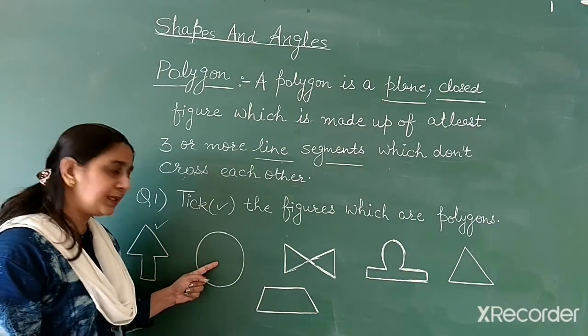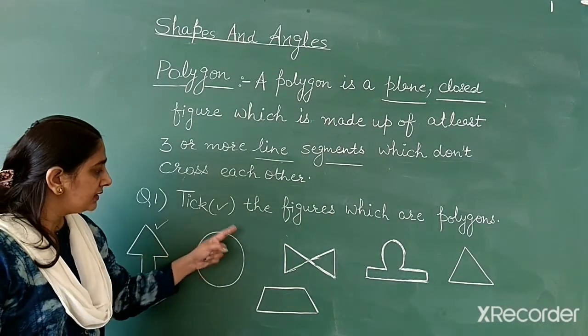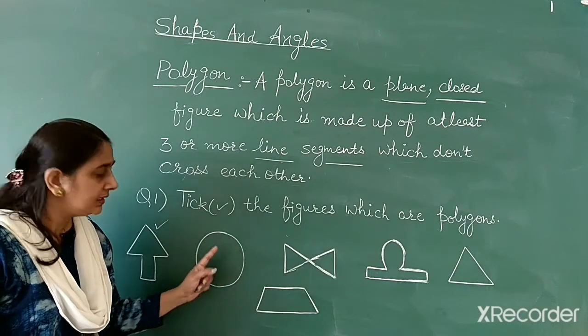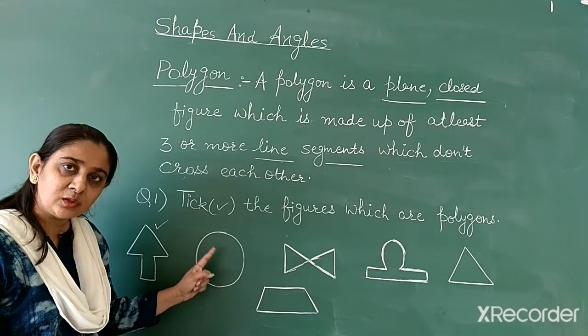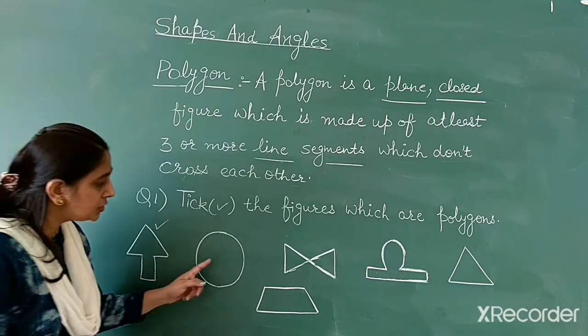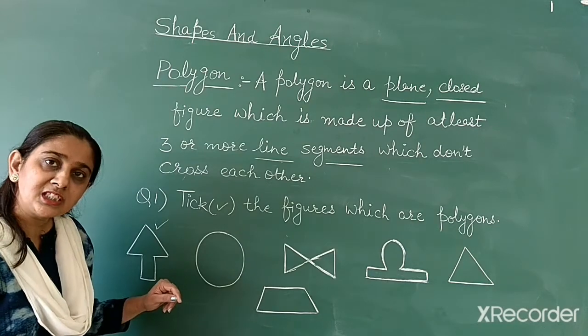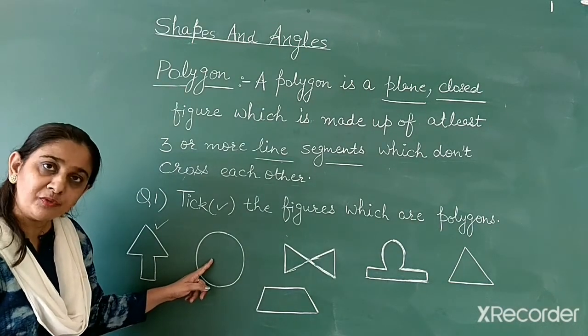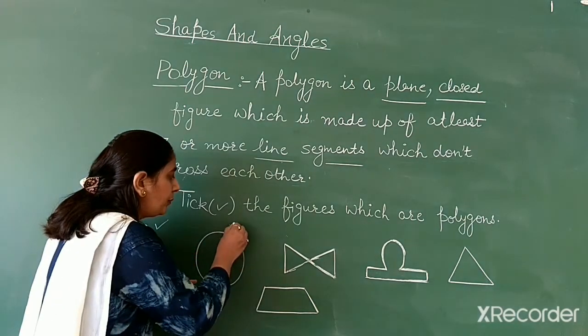Now look at the second figure. This figure, you will see, is a circle. This is a plane figure, this is a closed figure also, but this figure is not made up of line segments. So this figure is not satisfying the third condition of polygon. So this is not a polygon.